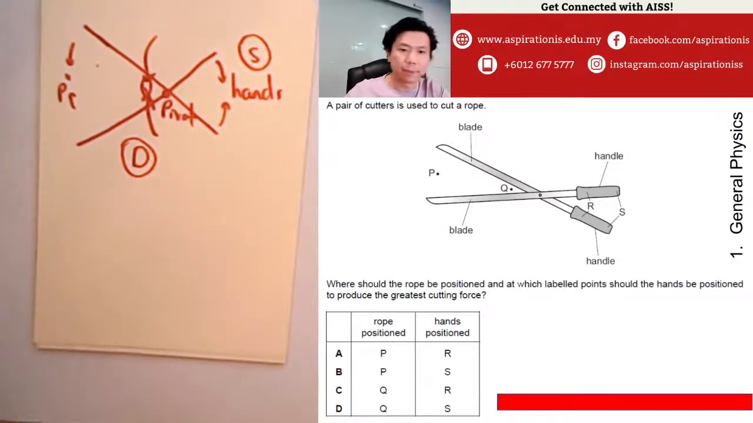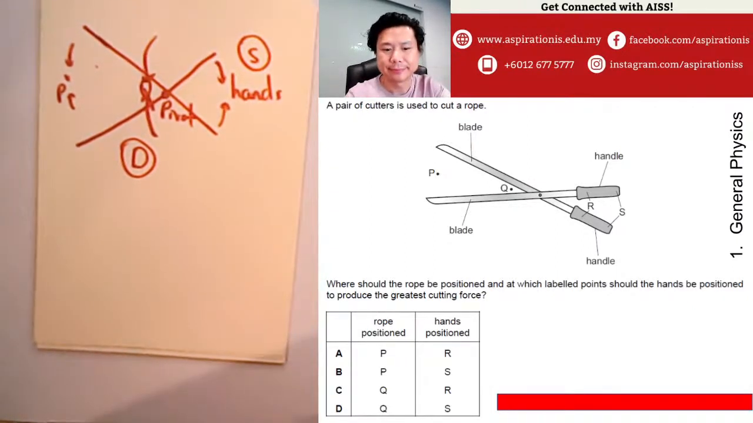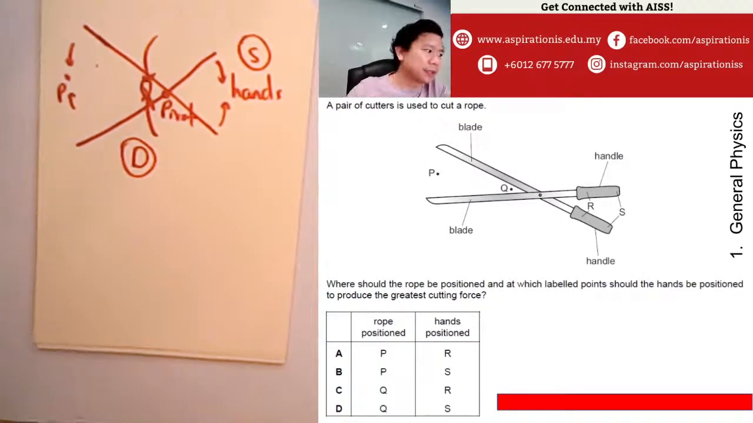Any questions? Please ask. Any questions? I find this a very good question. I like it so much. Yes, Kenjin, the further you are from the pivot, of course, because moment is force times distance. So the further you are, the less force. The nearer you are, the more force. Okay.